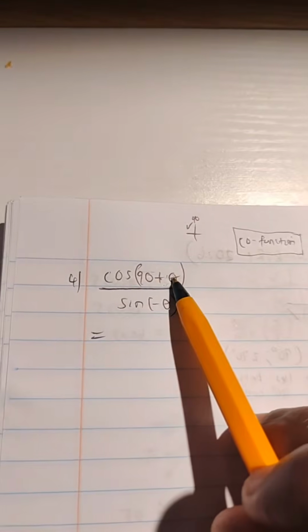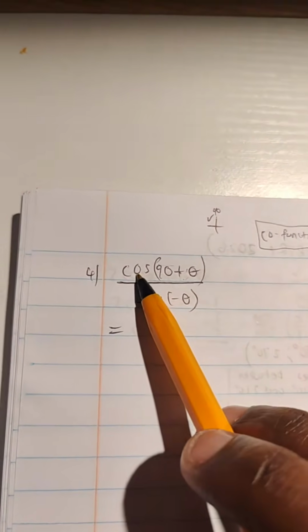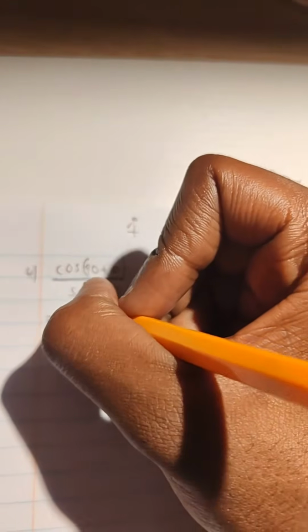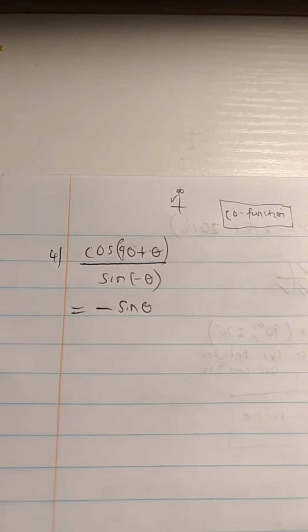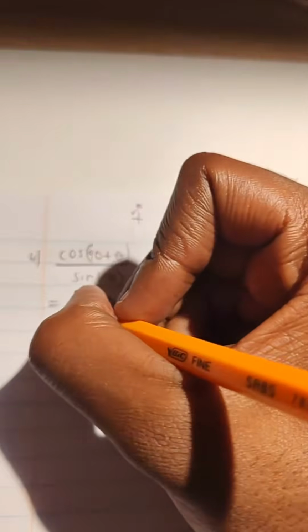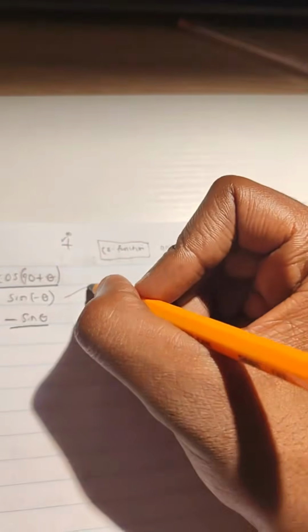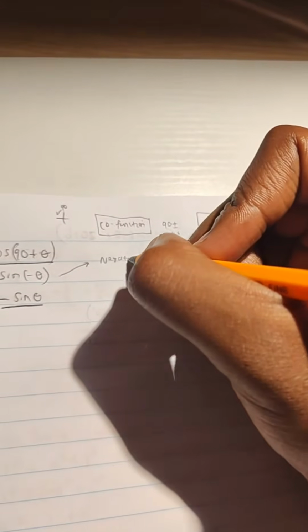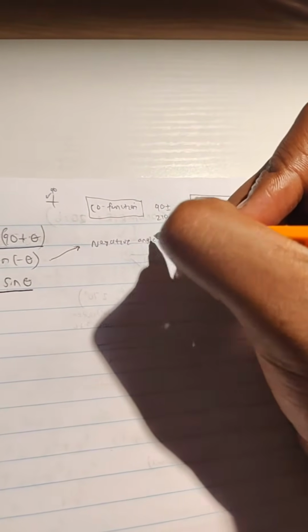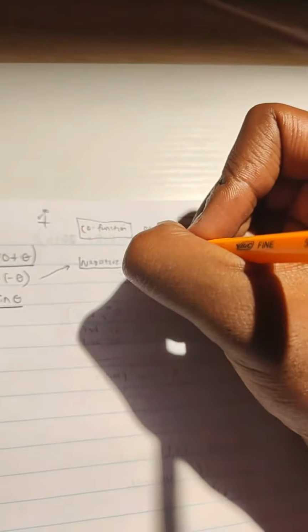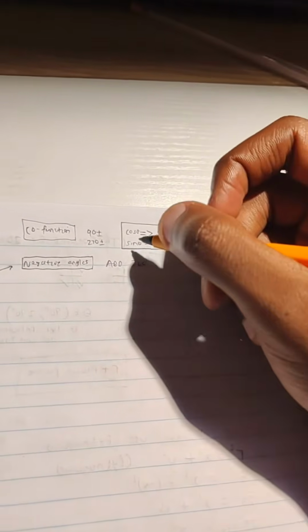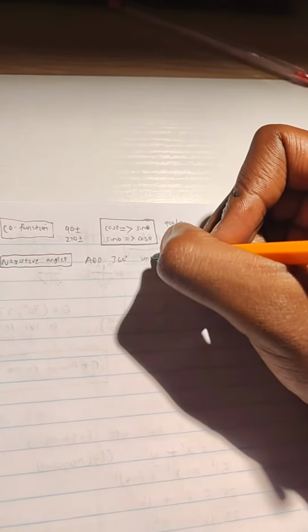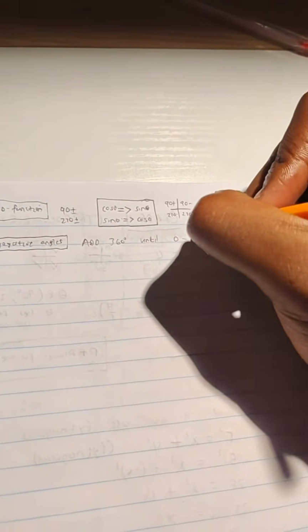So cos of 90 plus theta, which quadrant is that? Second quadrant. How is cos? Cos is negative, but then we write the cofunction. The cofunction of cos is sine. So it's negative sine theta over, and then here we have what we call negative angles. The way I deal with negative angles is I add 360 to negative angles. I add 360 until we are within the 0 to 360 interval.